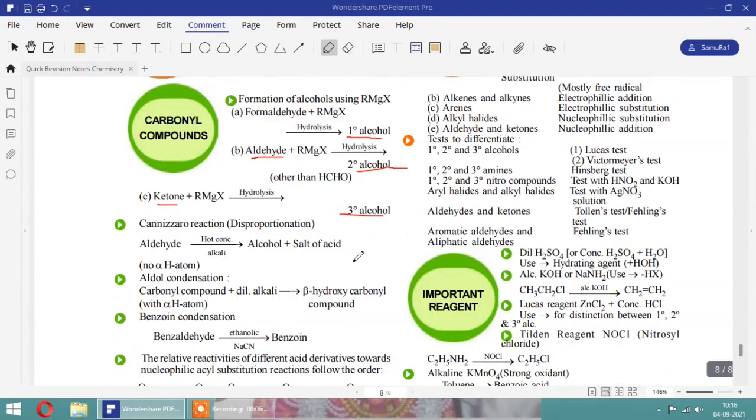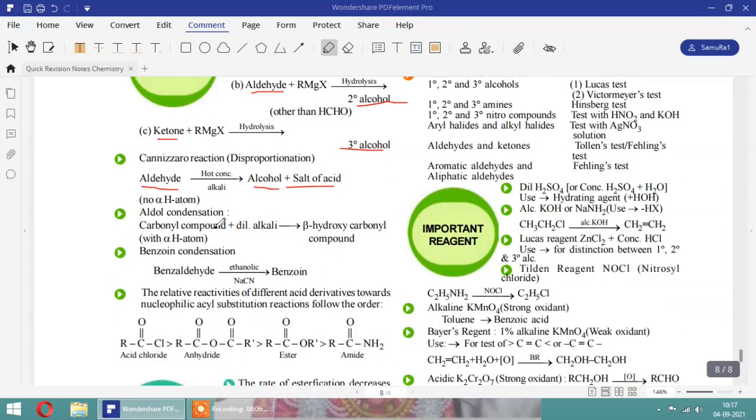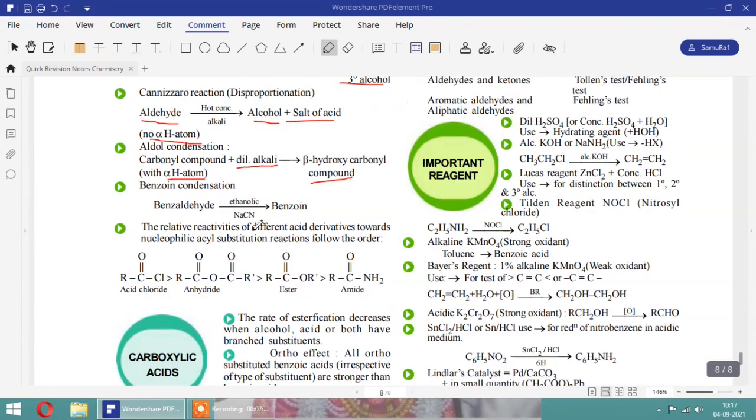Cannizzaro reaction, a disproportionation: aldehyde in hot concentrated alkali, that is sodium hydroxide, gives alcohol plus salt of acid. The compound should not contain an alpha hydrogen atom; only then does it obey the Cannizzaro reaction. Aldol condensation: the compound should contain an alpha hydrogen atom, and reacts with dilute alkali to give a beta hydroxy carbonyl compound. Benzoin condensation: benzaldehyde in presence of ethanolic sodium cyanide gives benzoin.